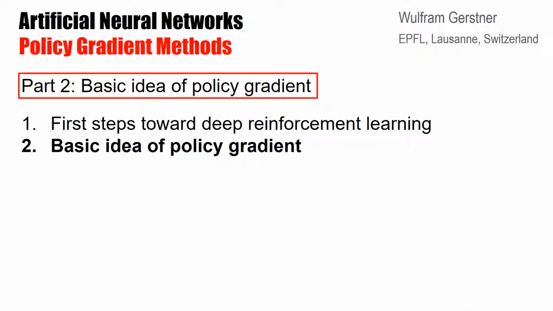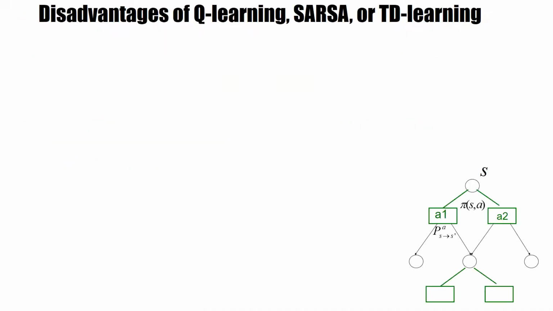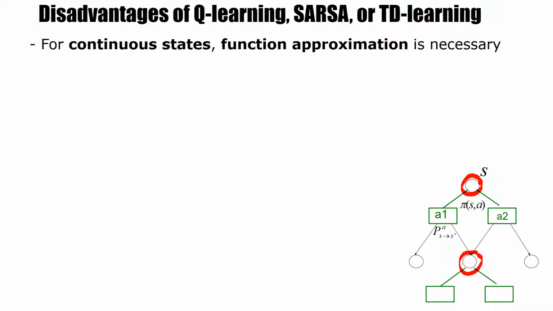In this video, I present the basic idea of policy gradient. We are all familiar with TD methods such as Q-learning or SARSA. They start from a discrete graph with states S, another state S prime that are connected by actions. There are transition probabilities.